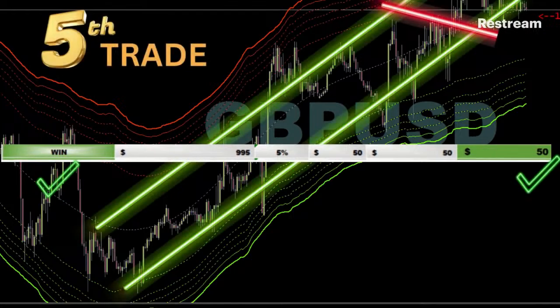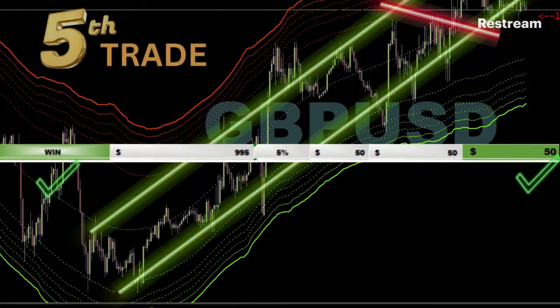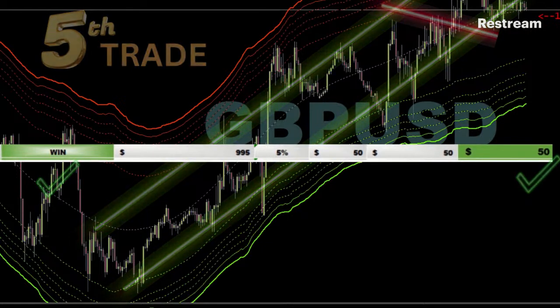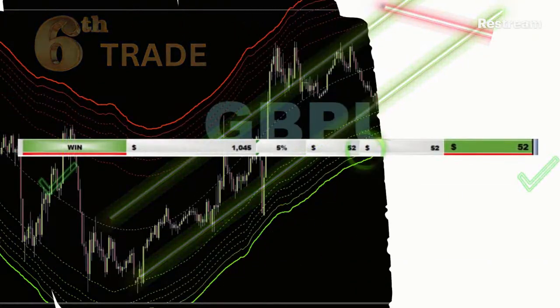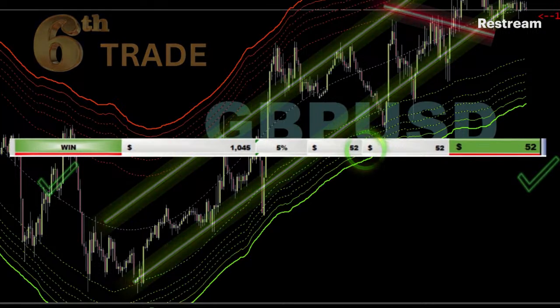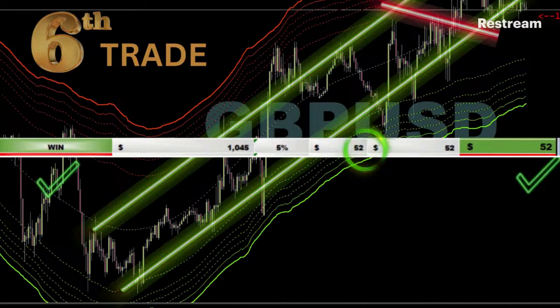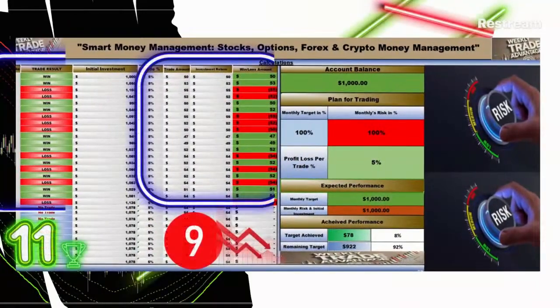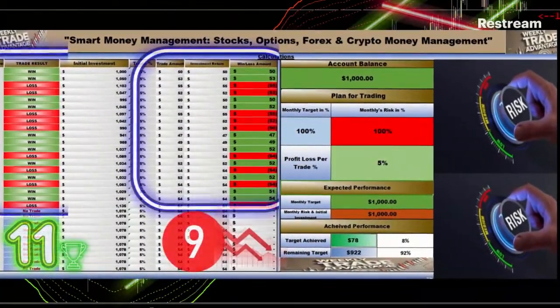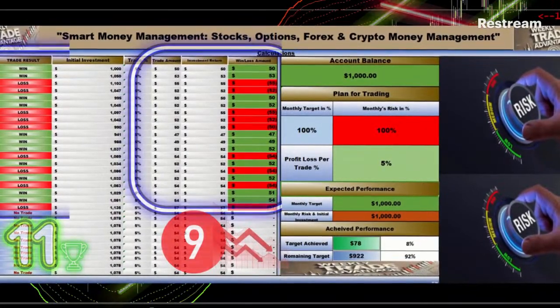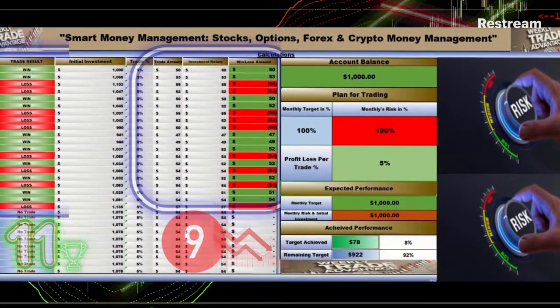With the trade size further reduced to $50, this trade ended in a win, adding $50 in profit. Sixth trade. The trade size increased to $52 after the win, and this trade also ended in a win. The pattern continued across all 20 trades. Out of those, 11 were winners and 9 were losses.